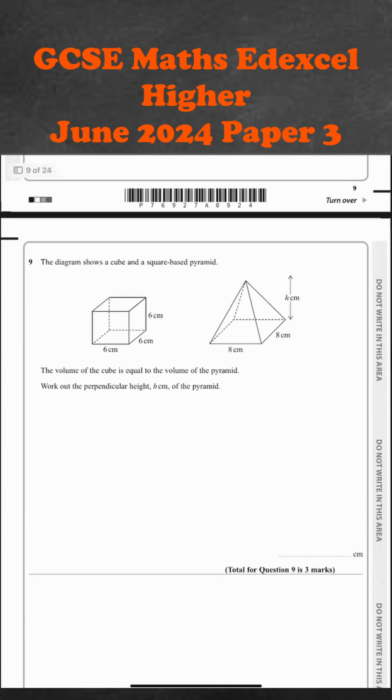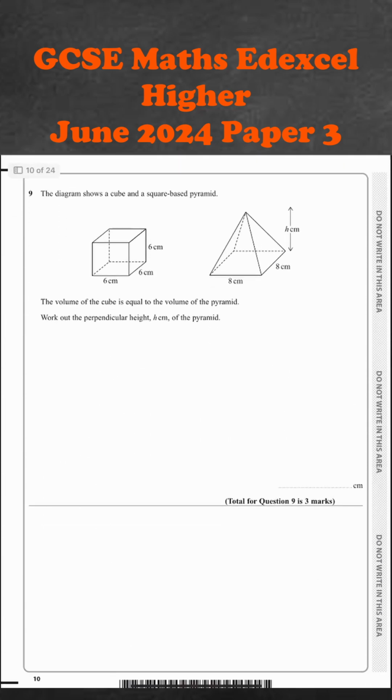Question number 9. The diagram shows a cube and a square-based pyramid. The volume of the cube is equal to the volume of the pyramid. Work out the perpendicular height h of the pyramid. So the volume of the cube is nice and easy. It's just going to be 6 cubed, 6 times 6 times 6, which is 216 centimeters cubed.